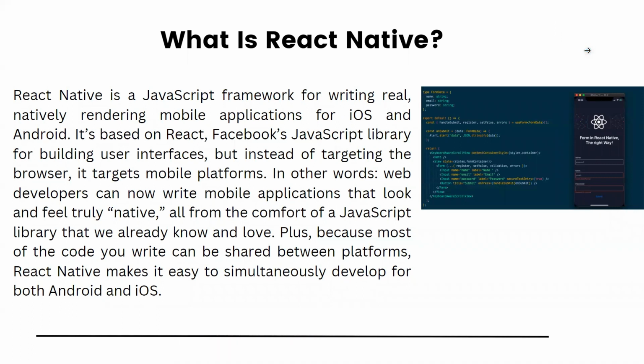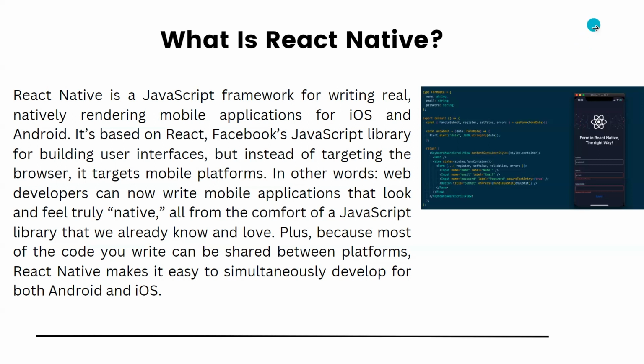Okay, what is React Native? React Native is a JavaScript framework for writing natively rendering mobile applications for iOS and Android. It's based on React, Facebook's JavaScript library for building user interfaces, but instead of targeting the browser, it targets mobile platforms. In other words, web developers can now write mobile applications that look and feel truly native, from the comfort of a JavaScript library that we already know and love. For the plus, because most of the code you write can be shared between platforms, React Native makes it easy to simultaneously develop for both Android and iOS.